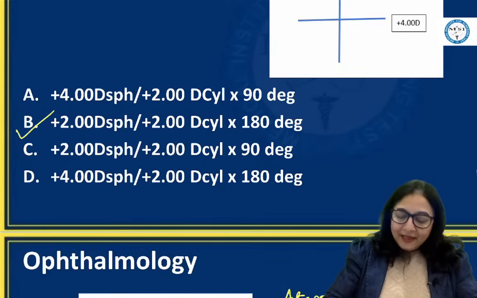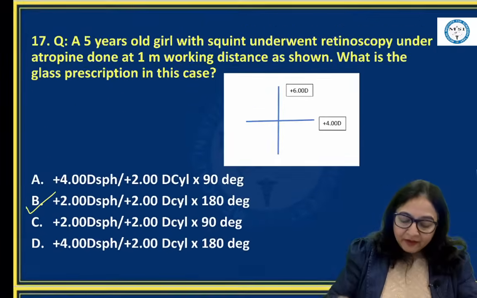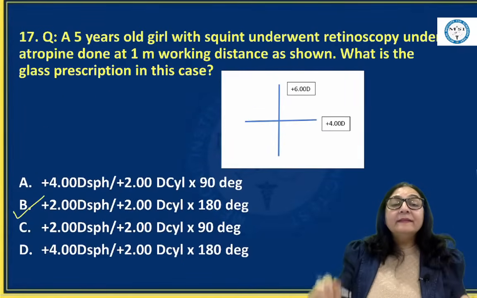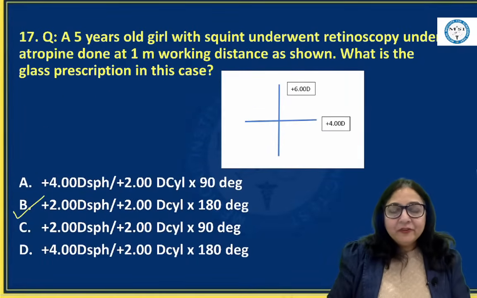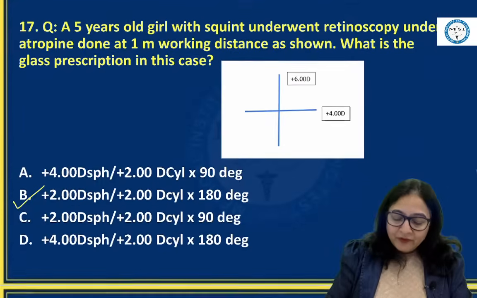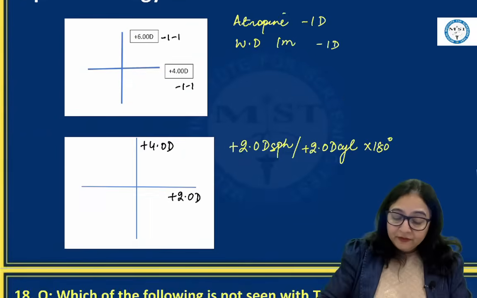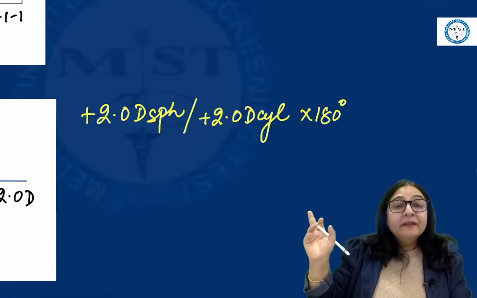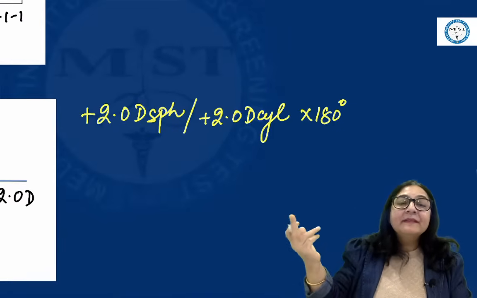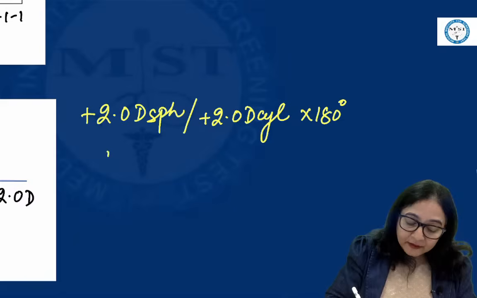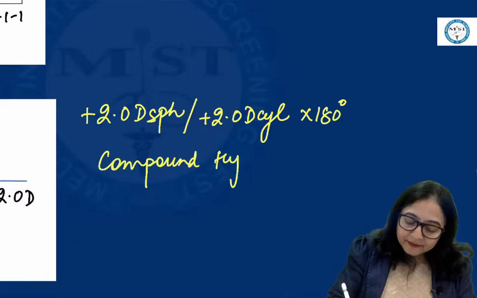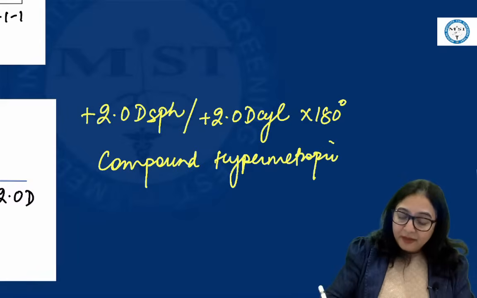Okay. And if I have to ask you, what is the type of the astigmatism which you are seeing here? So there is plus in the sphere, there is plus in the cylinder, so it is compound hypermetropic astigmatism. Agree? Compound hypermetropic astigmatism.